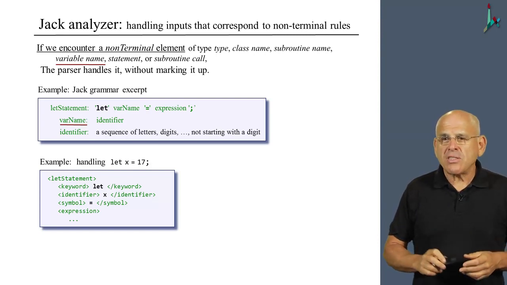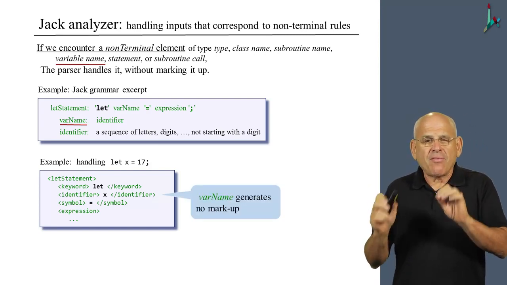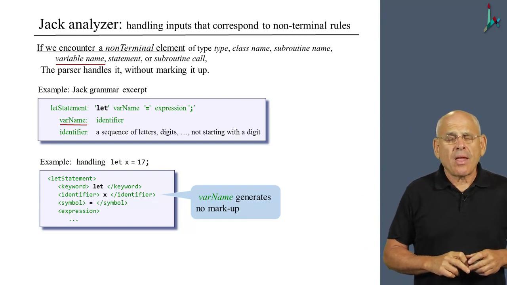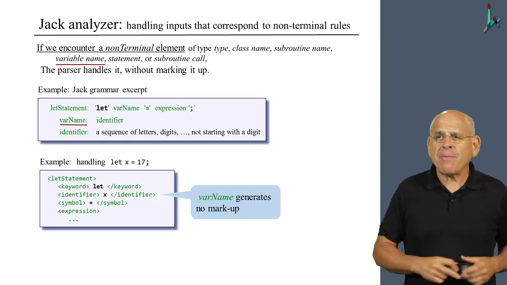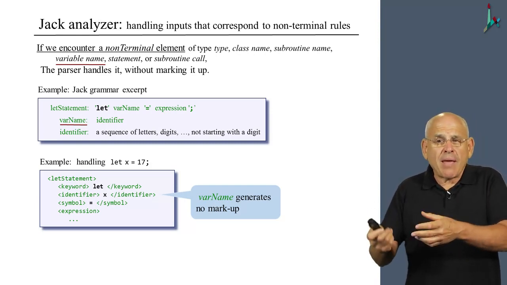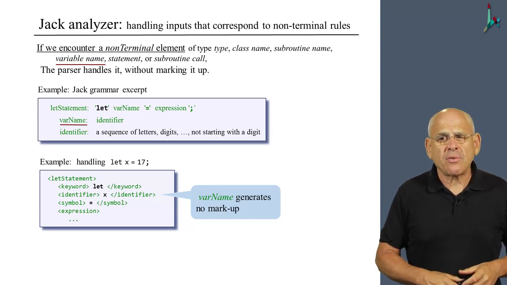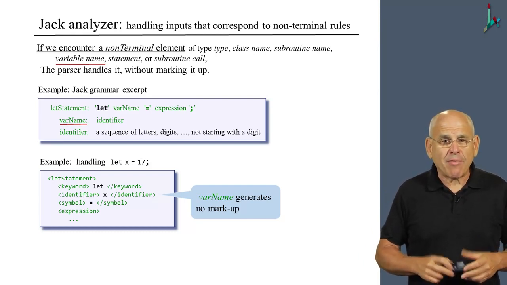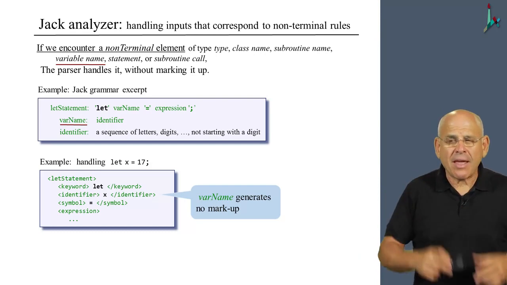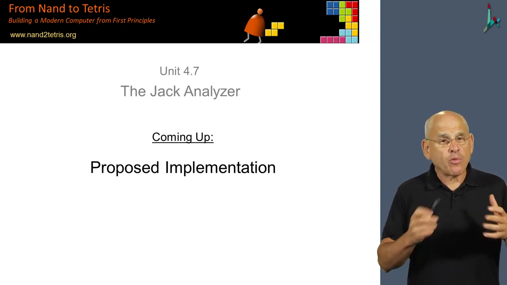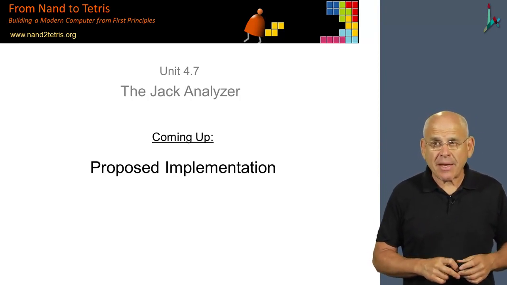So once again, just notice that the var name rule generates no markup, and we decided to do it because some of these rules, the rules that are mentioned here, are very simple. For instance, var name is just the name of a rule whose body is the name of yet another rule. So we allow ourselves to skip the parsing of these simple rules because we want to try to eliminate some of the clutter that will result if we didn't take these shortcuts here. So that's what I wanted to say about the outputs that the Jack analyzer is expected to emit.